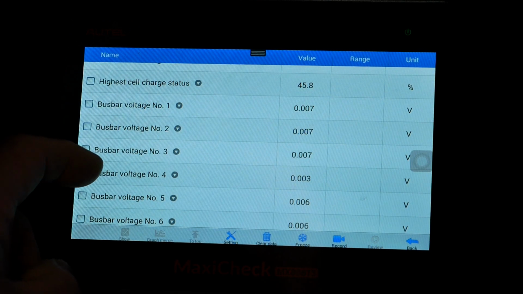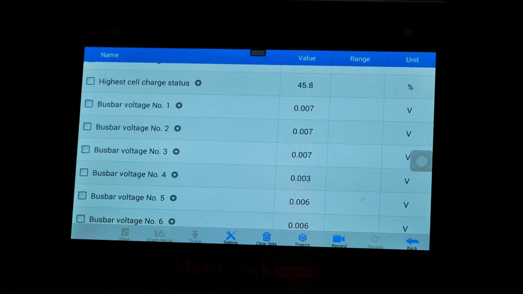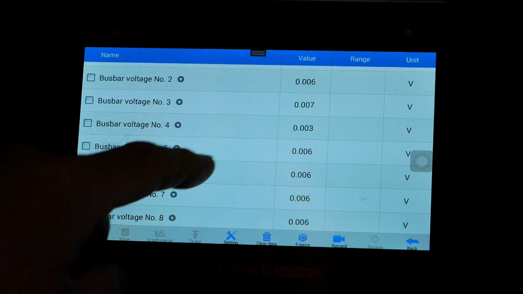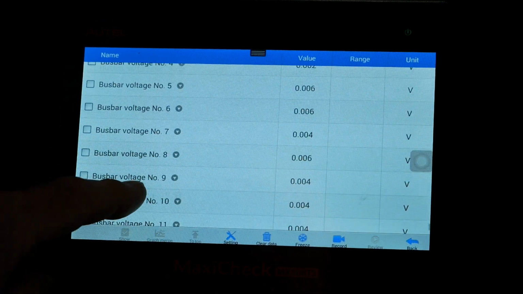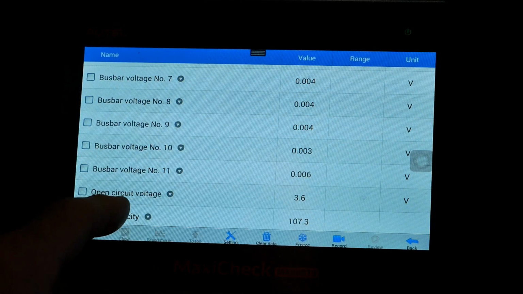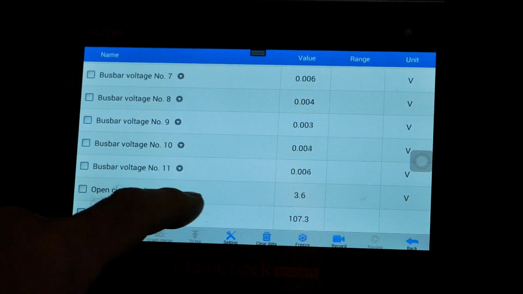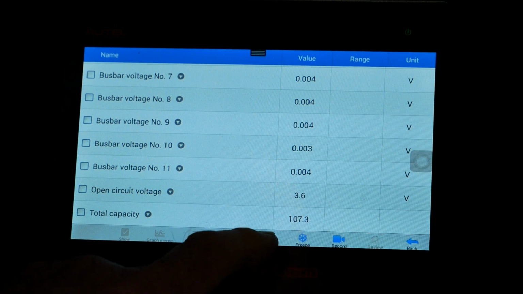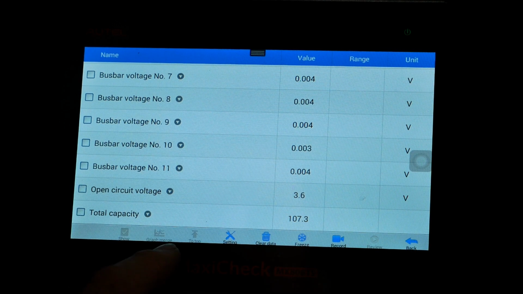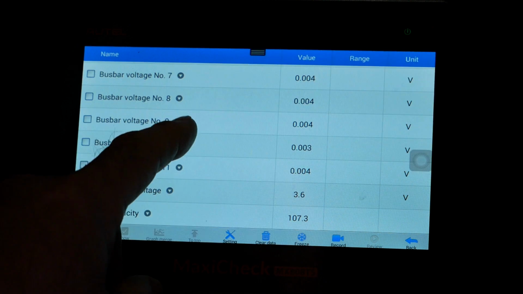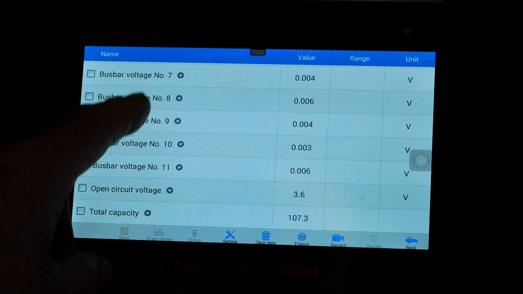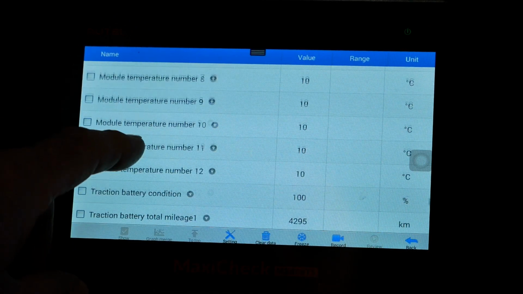And then we've got bus bar voltages. 0.007 of a volt. There's one there at 0.003, 0.006, 0.004, but anyway, bus bar voltages, 11 bus bars. Open circuit voltage, 3.6%. Total capacity, 107.3. I'm not sure on that one what that is measuring. Usually they're in amp hours on a lot of vehicles. It doesn't say on this one, it doesn't have a unit. But anyway, that's all the information you can see from a battery.